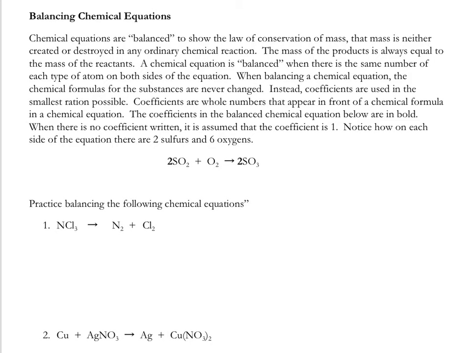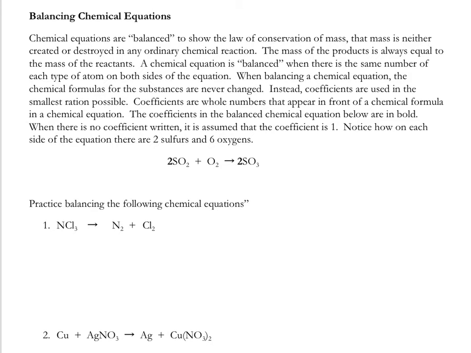A chemical reaction is considered balanced when we have the same number of each type of atom on both sides of the equation. When we balance a chemical equation, we want to remember that we can never change the chemical formulas for the substances. Instead, we are going to add what are known as coefficients in the smallest ratio possible. Coefficients are whole numbers that appear in front of a chemical formula, and the coefficients in a balanced equation below are listed in bold.